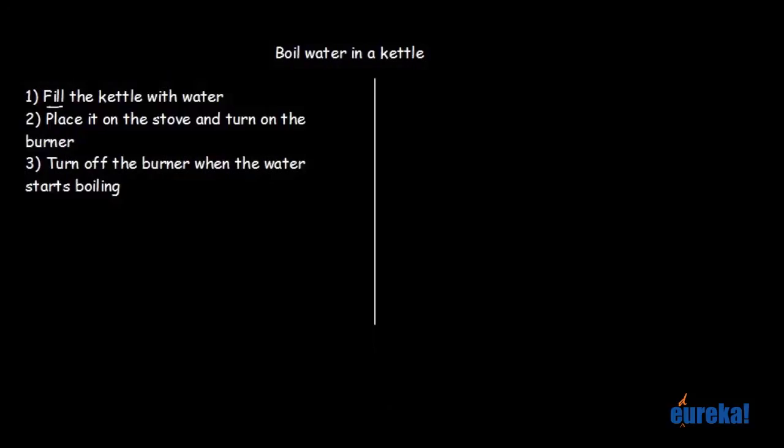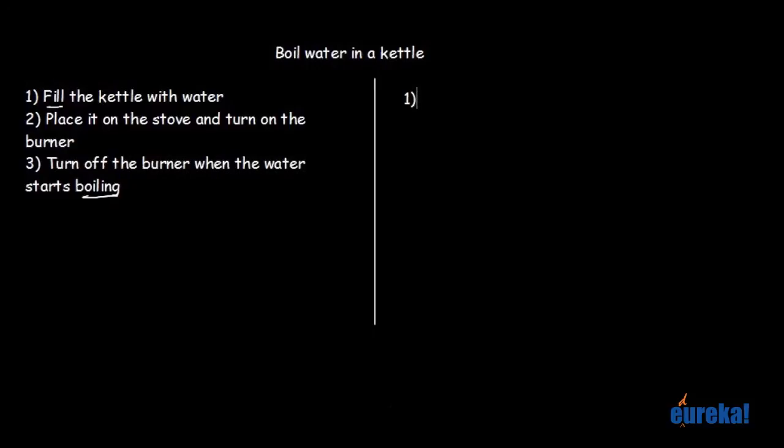Place it on the stove and turn on the burner is straightforward. Then finally turn off the burner when the water starts boiling. To the computer, you need to define again what is boiling. In this case, we say turn off the burner when the water hits 100 degrees Celsius. So let's see how the instructions to the computer are. So first task, fill up the kettle with water. You need to break it down. So if you have to break it down, what are the first tasks now?